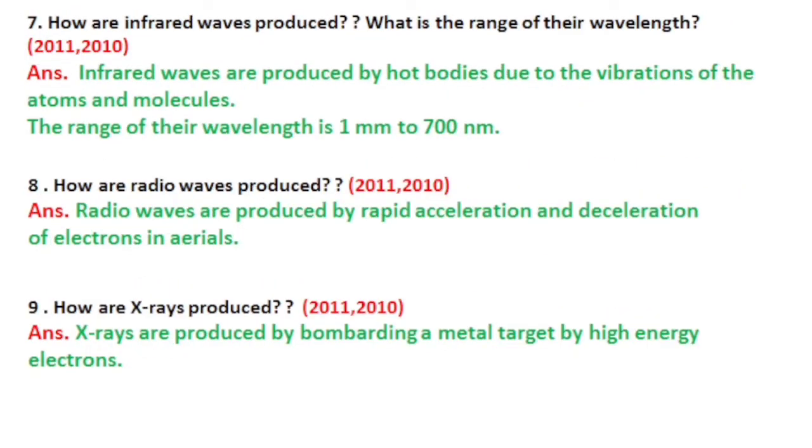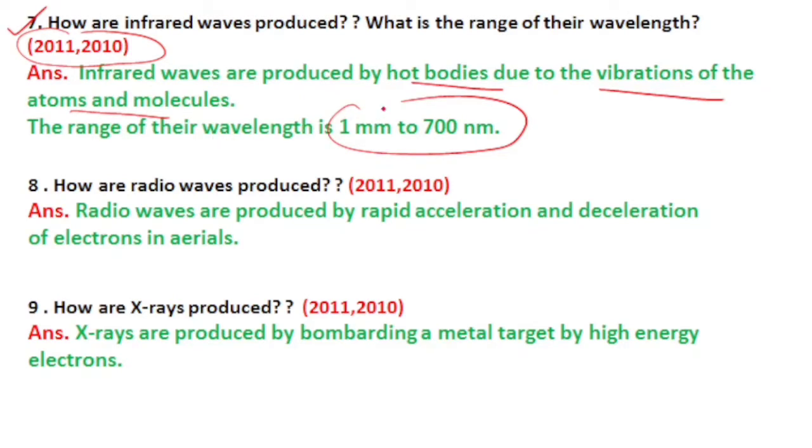Next, question number 7. From question number 7 to 8, 9, 10, we look at how different electromagnetic waves are produced. First one is, how are infrared waves produced and what is the range of their wavelength? This question came in the year 2011 and 2010. Infrared waves are produced by hot bodies due to the vibrations of atoms and molecules, right? And their wavelength range is from 1 millimeter to 700 nanometer. You must remember how infrared waves are produced. These are produced by hot bodies due to vibration of the atoms and molecules.